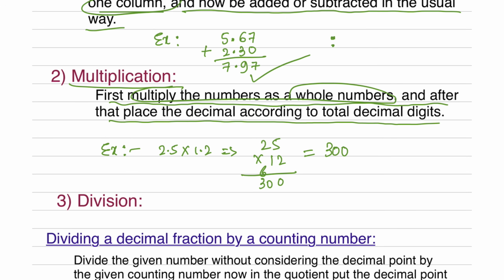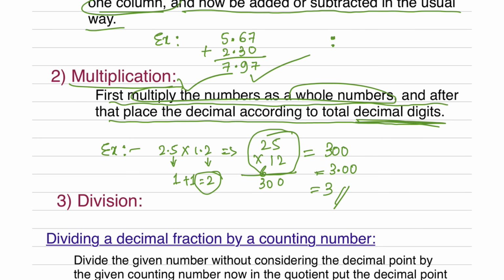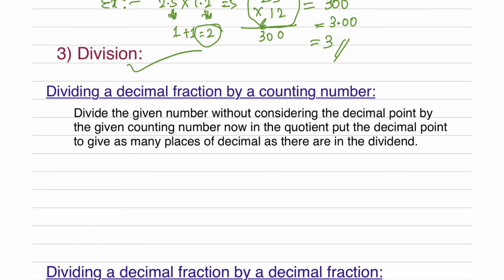First we have to count the decimal digits. Here one digit is there, here also one digit is there. 1 plus 1 means 2. So after 2 digits we should keep the decimal point, means here it will be 3.00, means 3 only. Okay, in the multiplication case, what do we have to do? First we have to multiply them as whole numbers. After that you count how many digits are there after the decimal and keep the decimal point according to the total decimal digits. Next we will see division.